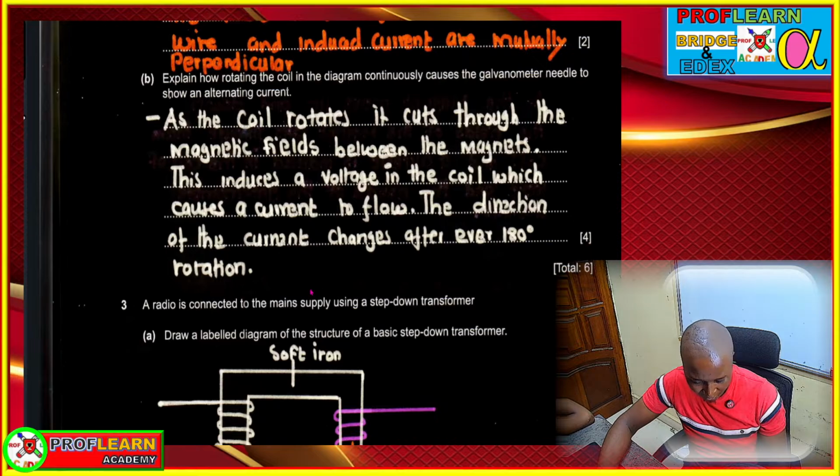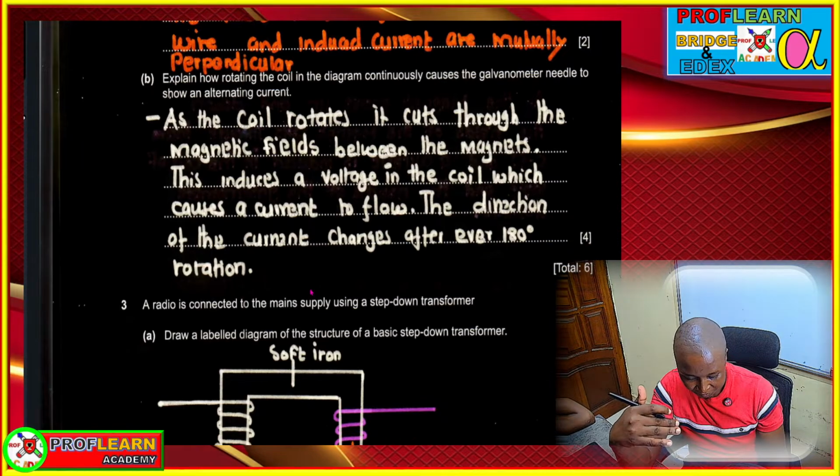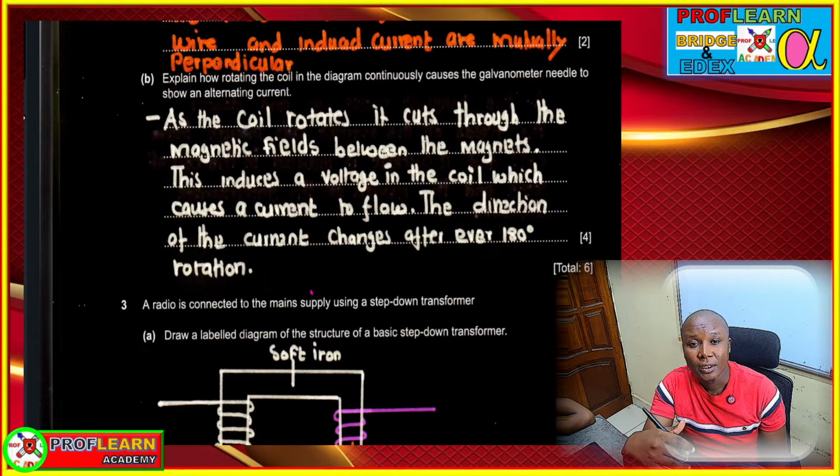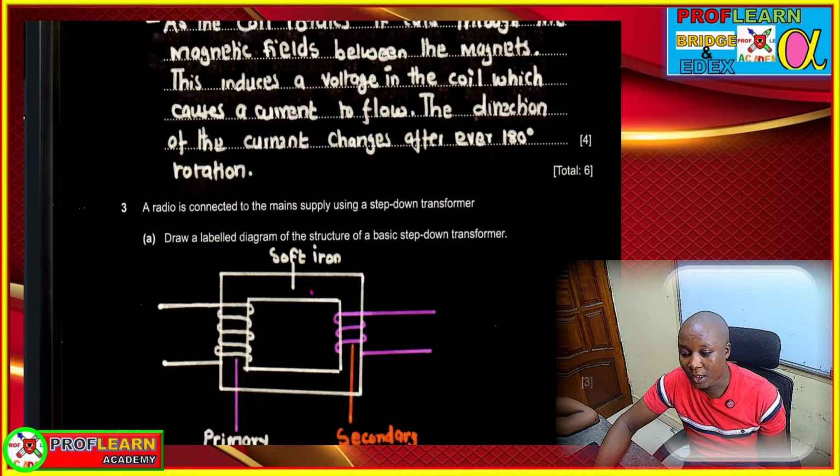Already we said as the coil rotates, it cuts through the magnetic field, and this induces an EMF or a voltage inside the coil. After every 180 degrees of rotation, the direction of the current that is induced in the coil also reverses, and that is what you are supposed to respond in this particular question.